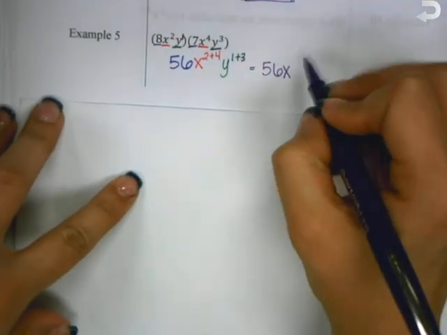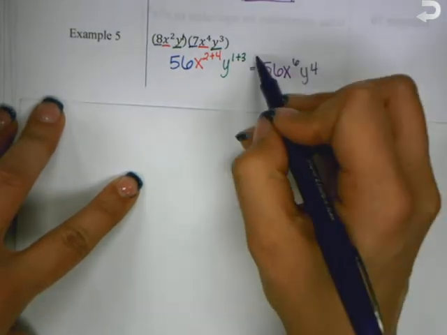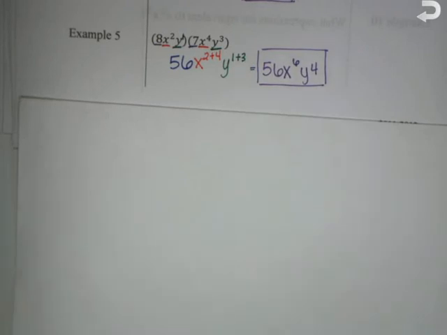So remember how we were putting everything in order from biggest to smallest? In that case, the bases were the same, right? They were all x's. In this case, we have x's and y's, so we put them in alphabetical order. Okay?